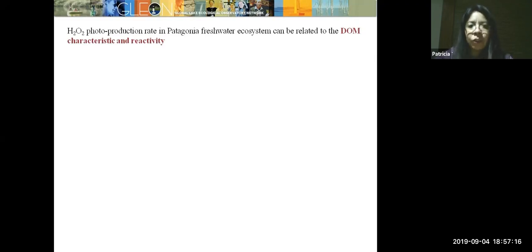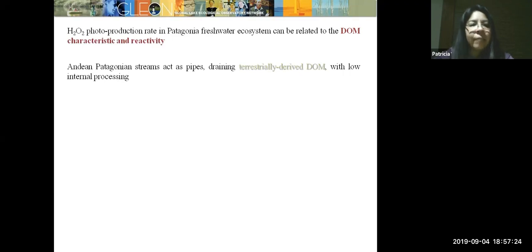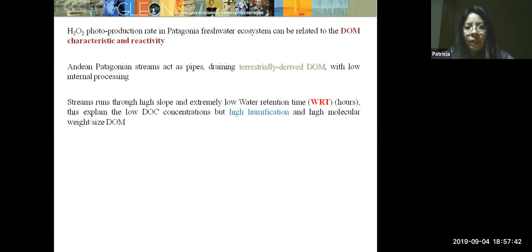So the photoproduction is also related to the DOM characteristics and the reactivity of this DOM. For example, Andean Patagonian streams act like a pipe, just draining all the terrestrially derived DOM with very low internal processes. In this environment, the water retention time is sometimes just hours. They have very low DOC concentration, high humification, and high molecular weight DOM. So there's almost no weathering; they're just pipes.